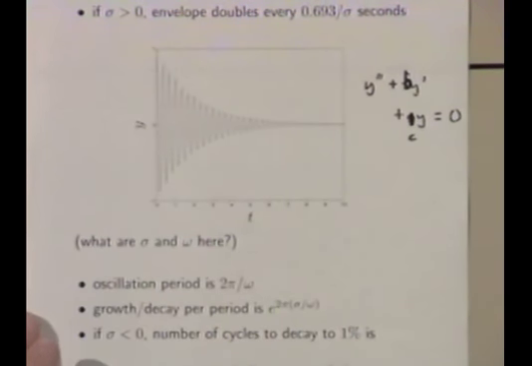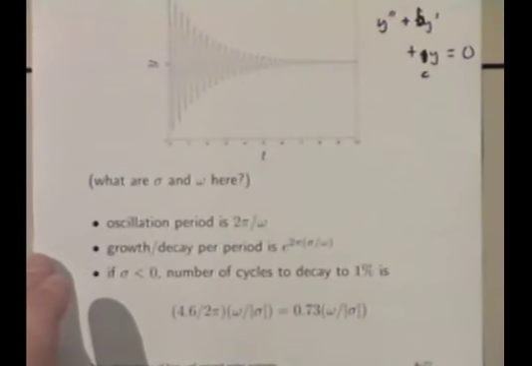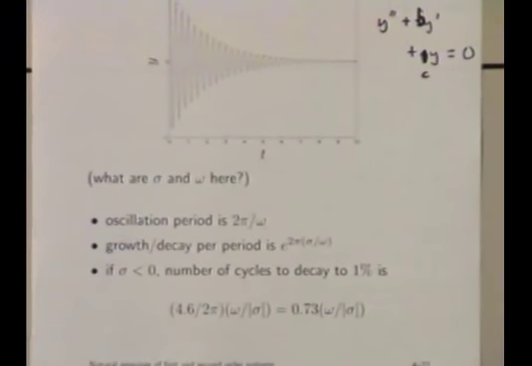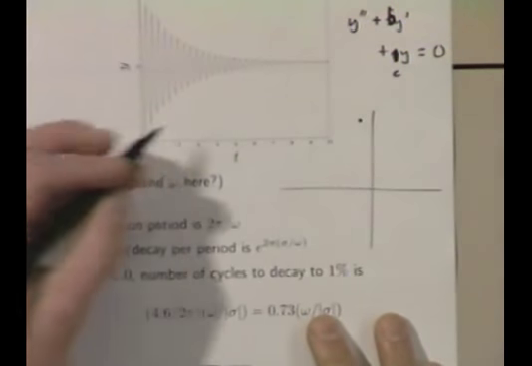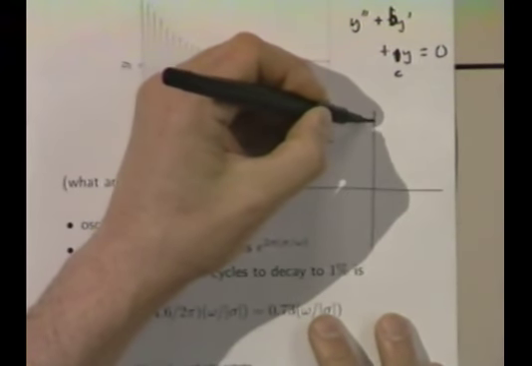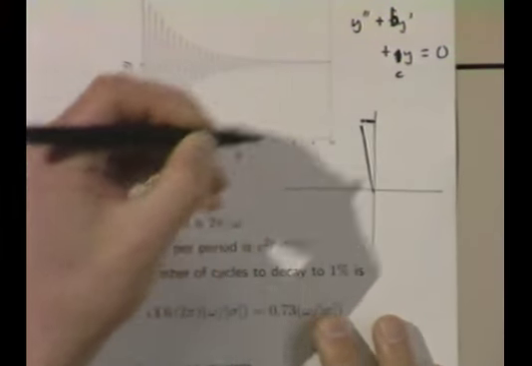Okay? All right. There are a couple of other interesting things to point out, involving the ratio of sigma to omega. That's unitless, right? Because this is a ratio of 2 frequencies. And what it tells you is, if sigma is less than 0, the number of cycles to decay to 1% is equal to 0.73 omega over sigma. Informally, that's 0.7 omega over sigma. And if you actually look at where that root is as a complex number, omega over sigma is the ratio of, that's sigma, and that's omega.